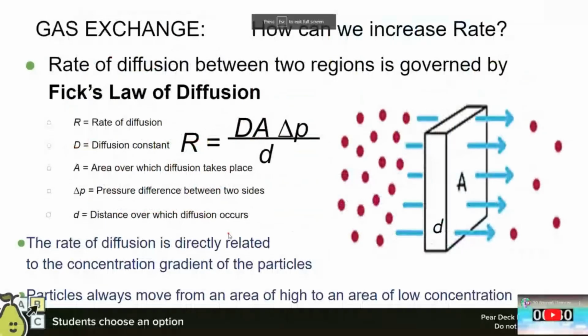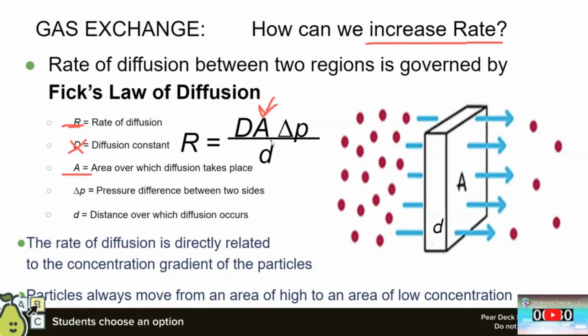All right, so if we were able to manipulate this, how could we increase the rate? Because that doesn't seem like a very efficient process. So that leads us to Fick's law of diffusion. Fick's law of diffusion estimates the rate that diffusion happens. How quickly does it happen? And the rate is dependent on the diffusion constant. So we can't really change the diffusion constant. That's going to be the same due to the laws of physics. We can't change that. But there are some things that we can change, like surface area.